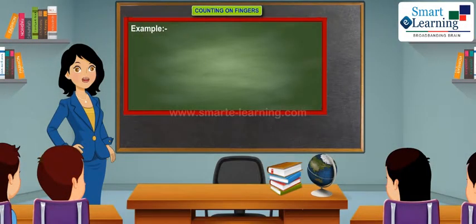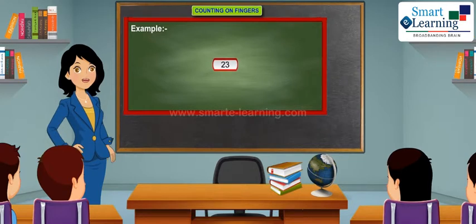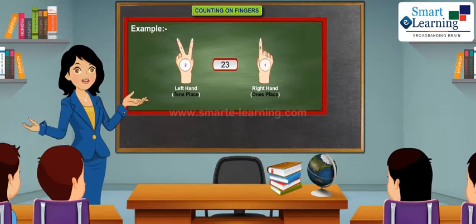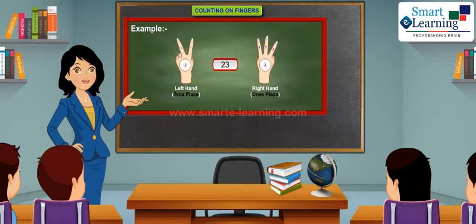Let's do some examples. Let's show number 23 on fingers. Take two fingers, that is, index and middle finger of your left hand to show 2, and three fingers, that is, index, middle and ring finger of your right hand to show 3. This is number 23.